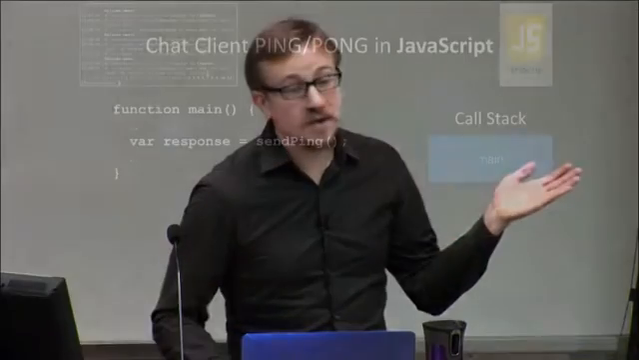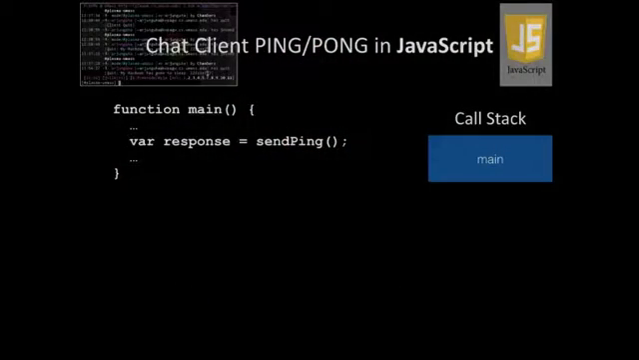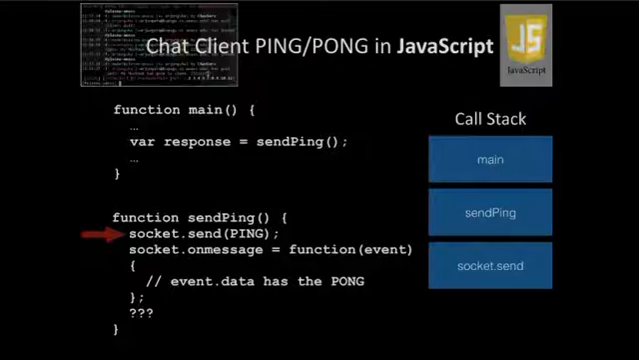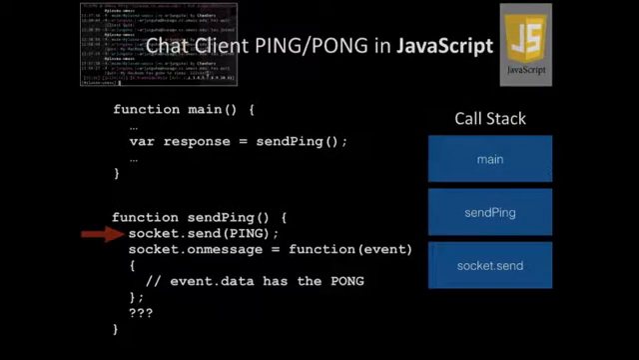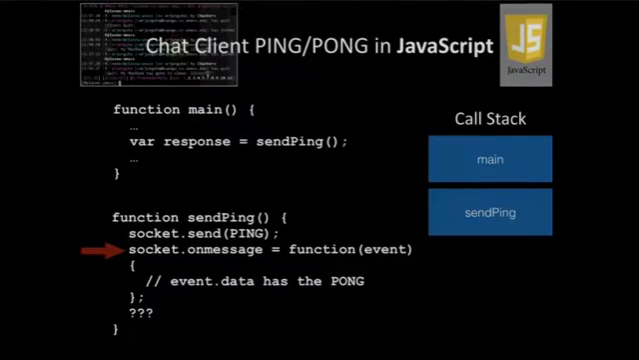So let's see if we can translate this into JavaScript somehow. Like before, the main function fires off a call to sendPing. And sendPing sends a ping command on the WebSocket like before. But then we need to assign a callback function on the socket object, which the browser will call once it receives data from the chat server. But here we have a problem.